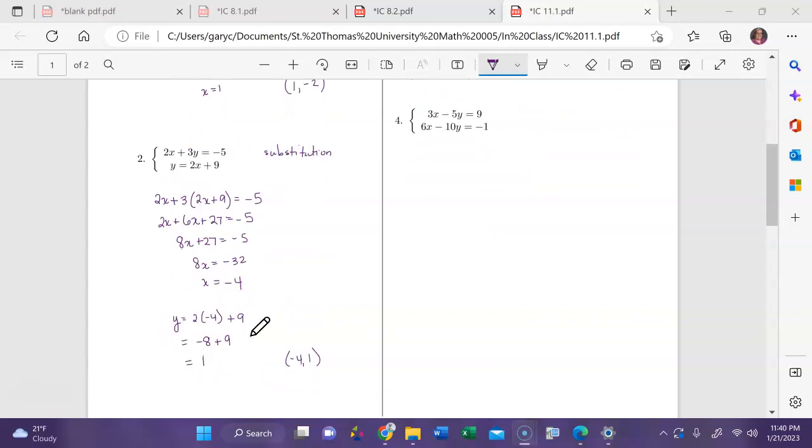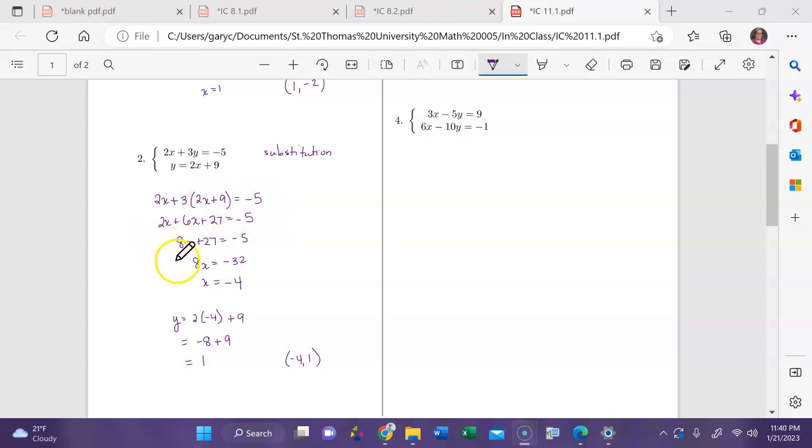Now, we can also go with substitution. In this case, this is the way that it would most likely lend itself. Our y equals this other thing in terms of x, right? In this case, we have 2x plus 3y equals negative 5, but then we're told what y is in terms of x. So what I'm going to do is wherever I see a y, I'm going to replace it with this thing that we said it was equal to. So this 2x plus 9 gets put in place of this y here. So that gives me 2x plus 3 times (2x plus 9). So that 3 is multiplying that whole quantity. And then that's going to equal negative 5.